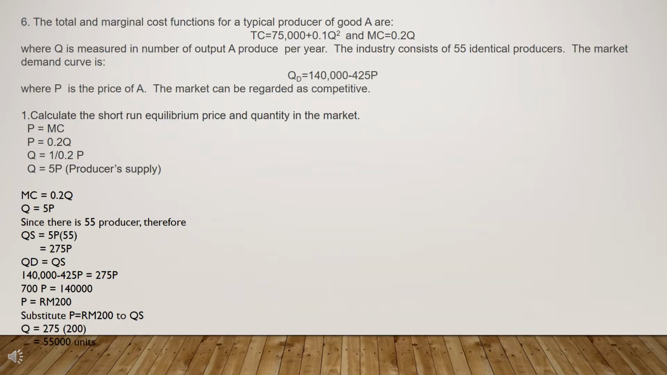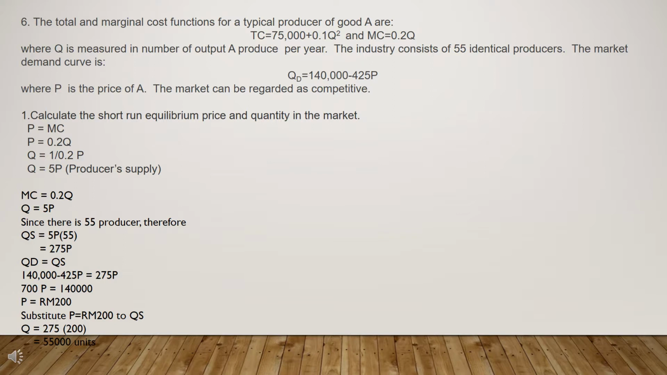Thank you. For question number 6, the total and marginal cost functions for a typical producer of good A are TC equals 75,000 plus 0.1Q squared and MC equals 0.2Q, where Q is measured in number of output A produced per year. The industry consists of 55 identical producers. The market demand curve is QD equals 140,000 minus 425P.